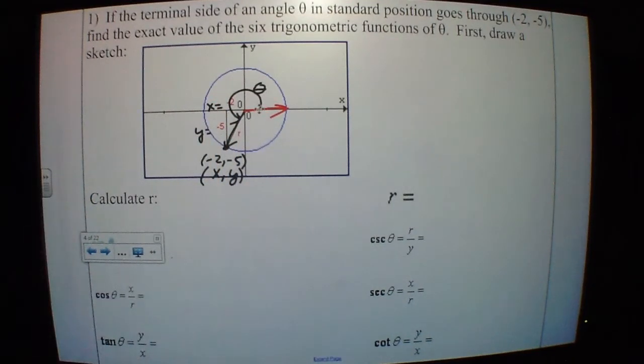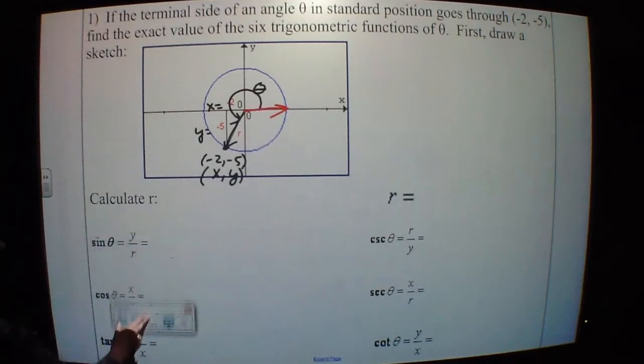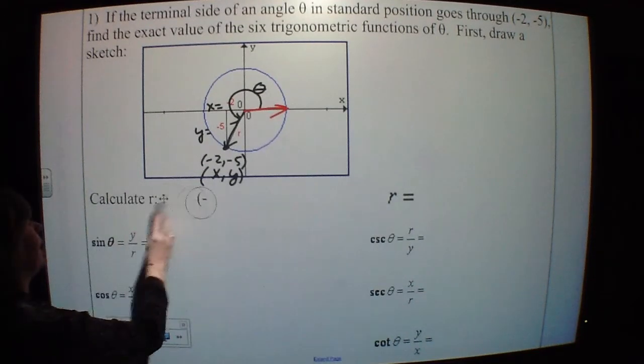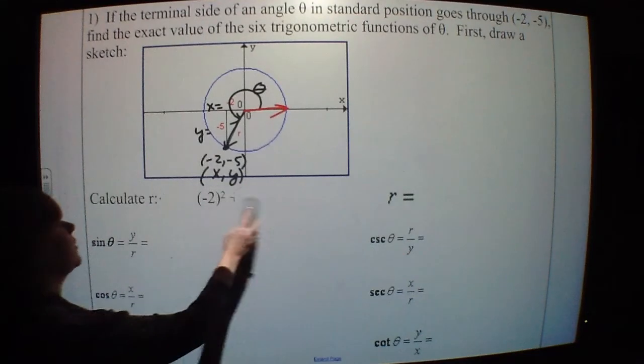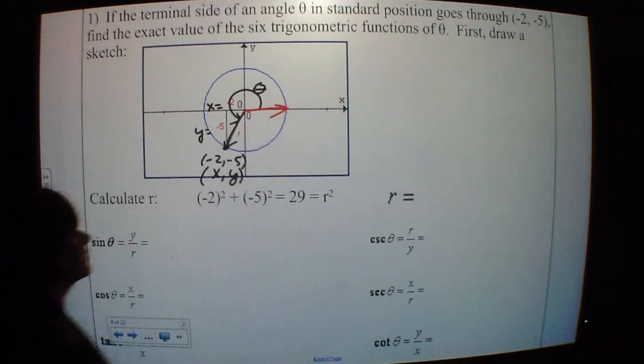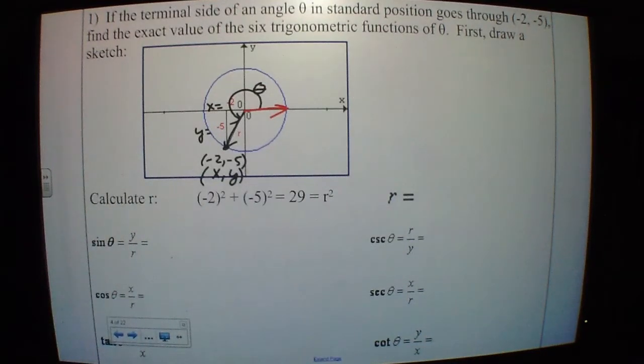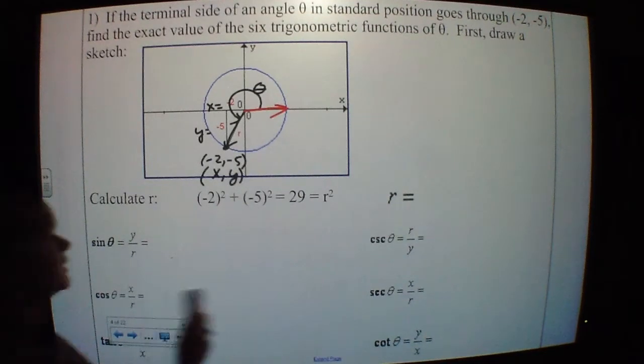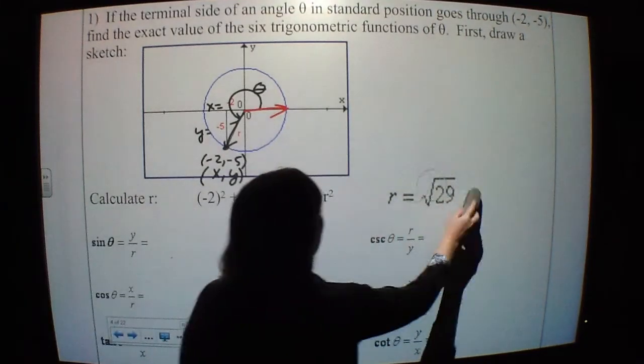I don't know what r is, but you know the Pythagorean theorem, so you could calculate r. a squared plus b squared equals c squared, or x squared plus y squared equals r squared. So I have (-2) squared plus (-5) squared equal to r squared. (-2) squared is 4, (-5) squared is 25, and 25 plus 4 is 29. r squared is 29, so r is radical 29.